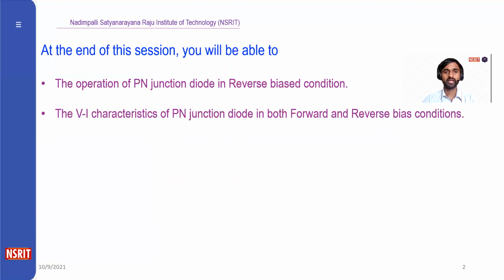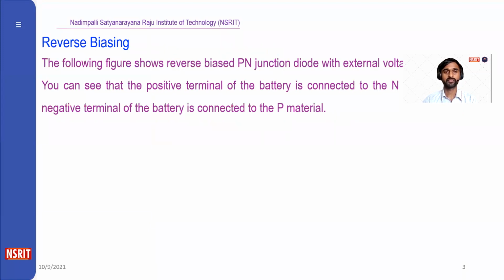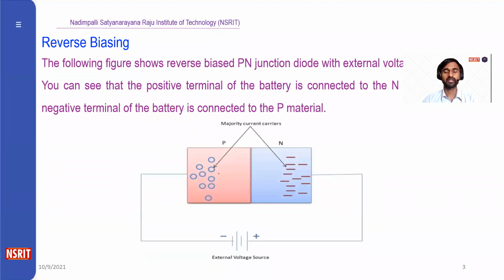So in this session, we'll be studying the operation of PN junction diode in the reverse bias condition, and also the voltage ampere characteristics of PN junction diode in both forward bias as well as reverse bias conditions. Now, coming to reverse biasing, here the negative terminal of the battery is connected to the p-type material and the positive terminal of the battery is connected to the n-type material as shown in the figure.